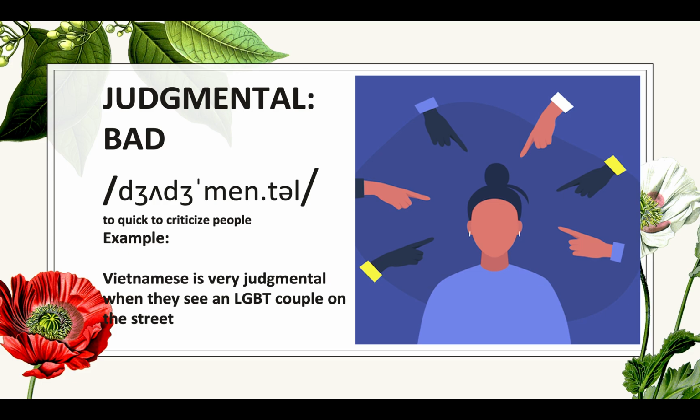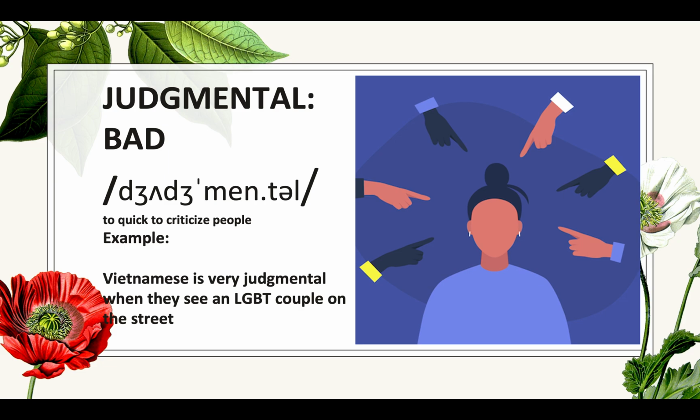And the next one, we have judgemental. Judgemental. So we have three syllables. The first one, we need to say judge. Judge. Mental. Judgemental. It means to be very quick to criticize people. For example, nowadays, people are very judgmental.